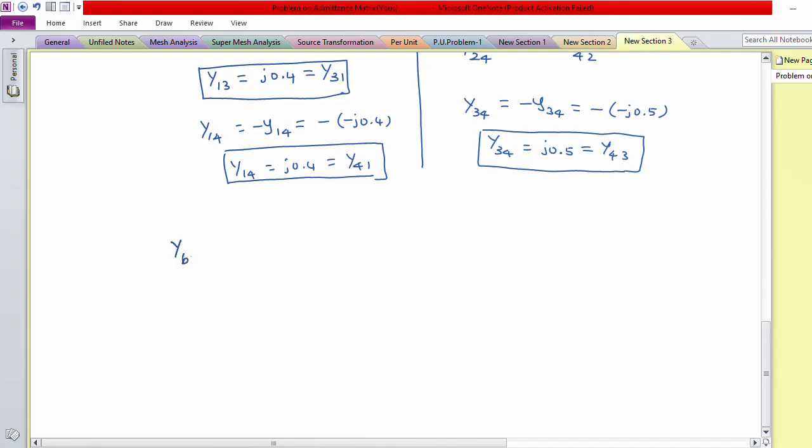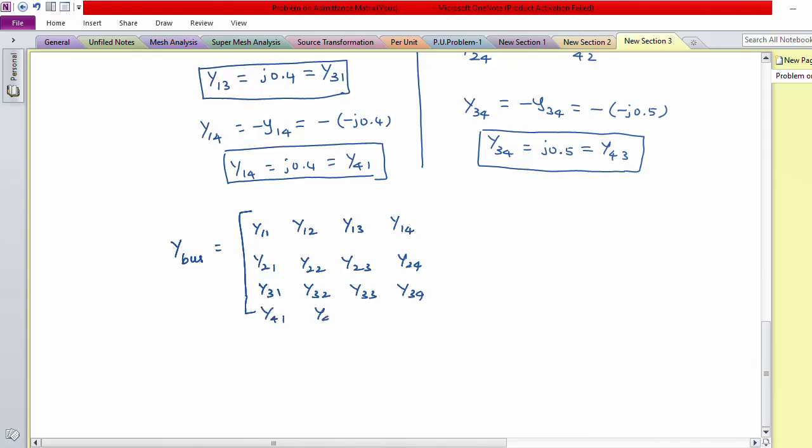So Y bus equal to y11, y12, y13, y14, y21, y22, y23, y24, y31, y32, y33, y34, y41, y42, y43, y44. By substituting all the elements here, we can form the bus admittance matrix.